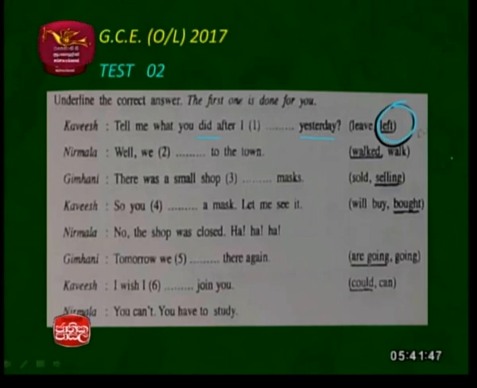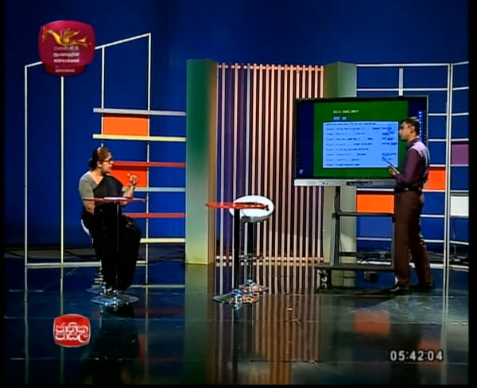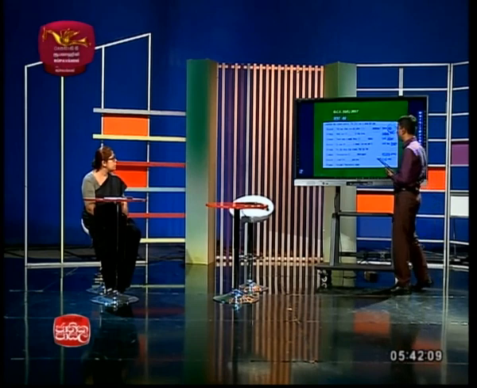Yeah, well, we blank to the town. Yeah, so what is the answer? Well, we walk. Yes. So Tanuja Miss, now this whole dialogue is in the past tense, right? In this dialogue they are talking about the past. That is why we need past tense words here.